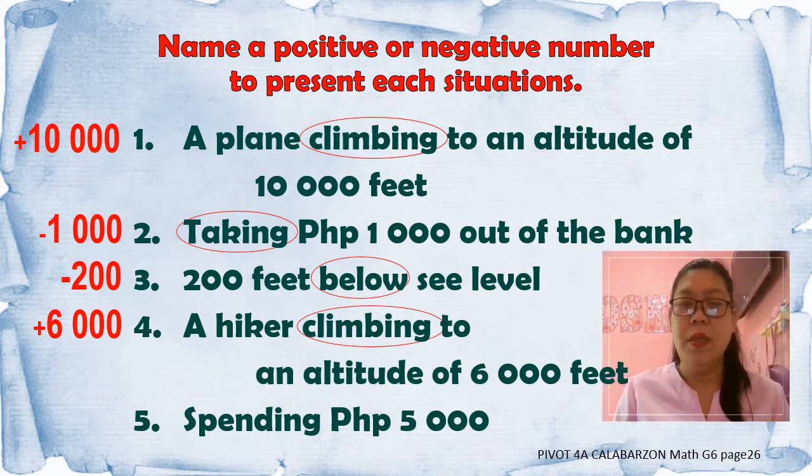Last item, spending. It denotes negative, and the answer is negative 5,000. Did you answer it correctly? If not, it's still okay. We have more time to practice that skill.